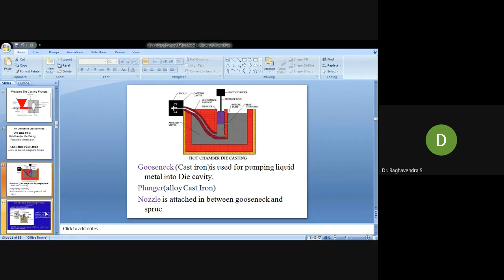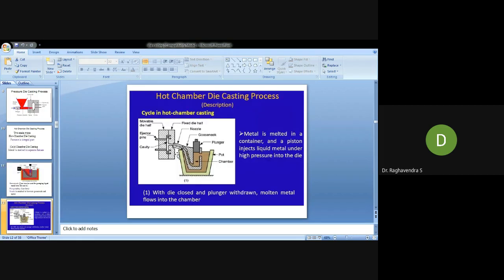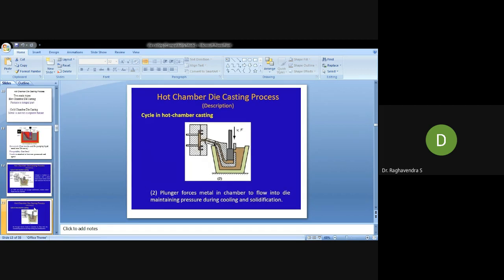This is called hot chamber die casting. See here, this is the mold, this is a chamber. They push it, they push it. This is one more, right? Something like this. There are different combinations. The cycle in hot chamber is something like they push down, then remove the plunger up. Sometimes they use hydraulic, sometimes pneumatic. All these things they use.